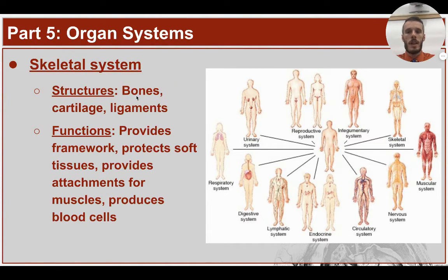Skeletal system, your bones, as well as the cartilage and ligaments at your different joints. So your bones provide your framework, protect your soft tissues inside, so the important organs that you have inside your chest, for example, as well as your brain within your skull. Bones provide attachments for muscles, so to allow you to move. And then bone marrow in the middle of your larger bones produces blood cells.